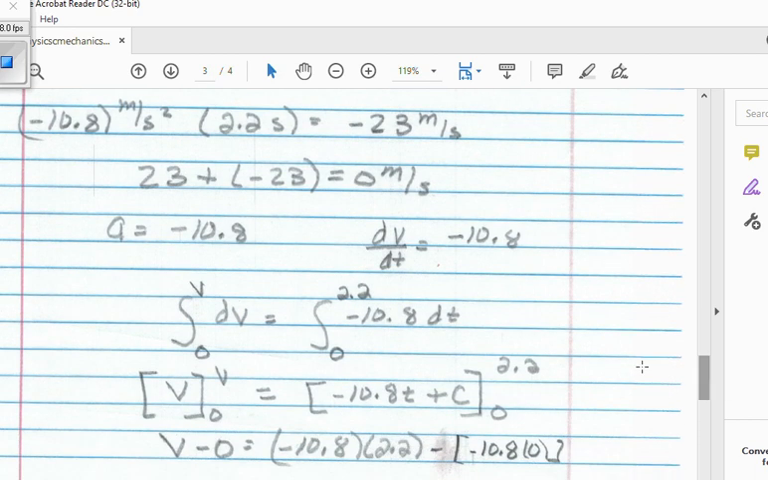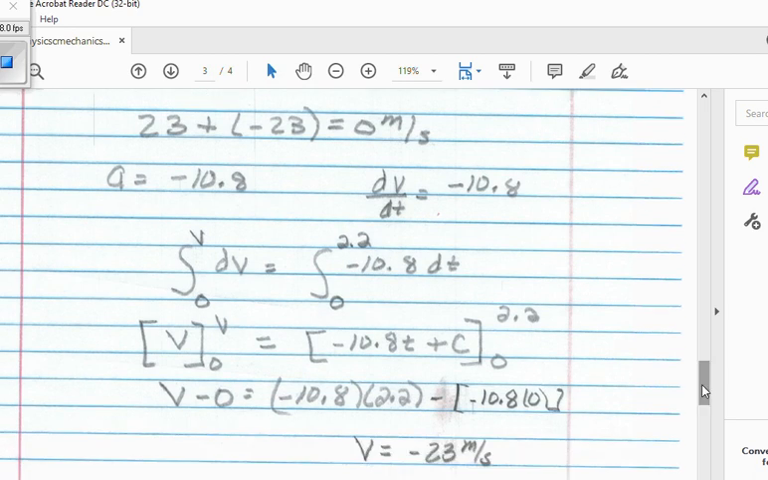So there we go. I plug v in and subtract 0, because I plug in v first and subtract when I put 0 in. Now I'm going to put 2.2 in, so negative 10.8 times 2.2. Then I subtract the same expression with 0 put in, negative 10.8 multiplied by 0. That gives me a final answer of negative 23 meters per second.